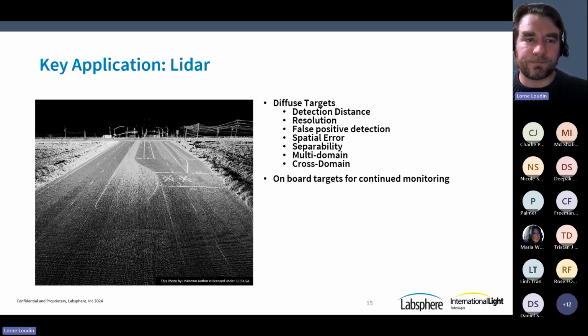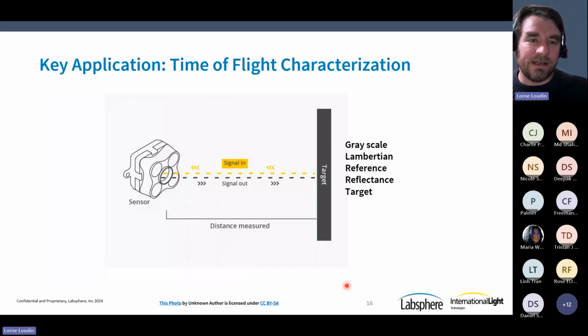So related to LiDAR, but different, is time of flight characterization, right? So with time of flight, we would be using different wavelengths of interest. But again, these grayscale Lambertian reference reflectance targets are critical to understanding the performance of a time of flight system or sensor, and you can really start to understand how well things are detecting, what the limits are, what the dynamic range is, and the like. So time of flight is also another key application where diffuse near-Lambertian surfaces are critical.